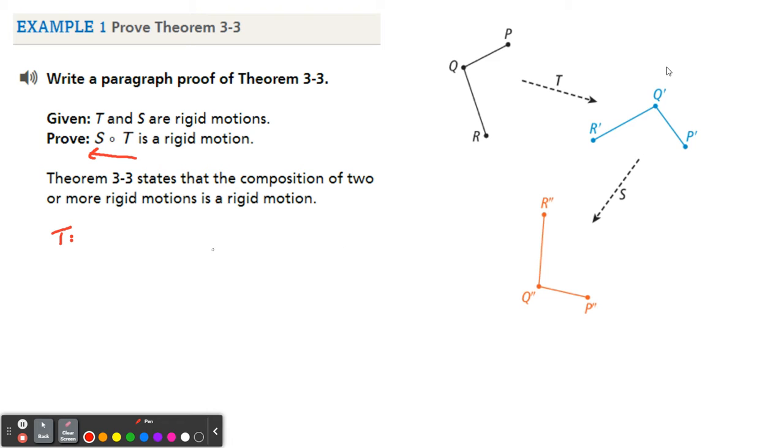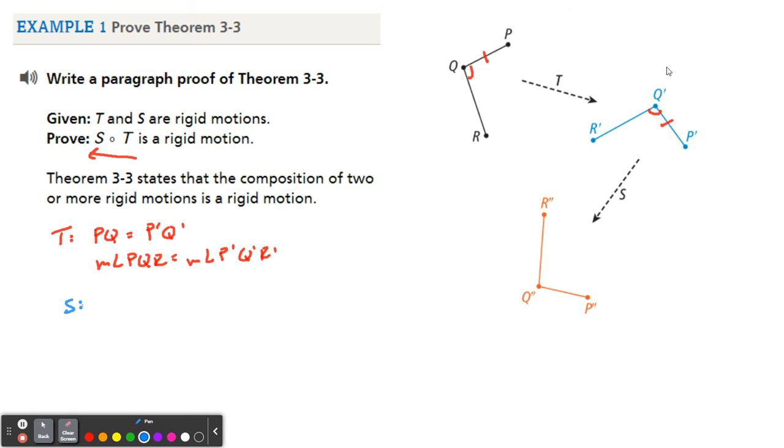We want to make sure that PQ is equal to P prime Q prime once it goes through T. If you notice here, it looks like PQ and P prime Q prime did stay congruent. The second thing is we have to make sure that the angles remain the same. So the measure of angle PQR has to be equal to the measure of angle P prime Q prime R prime. And if I look here, it looks like they are the same.